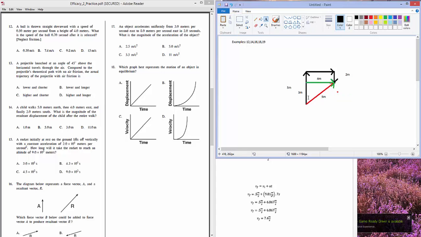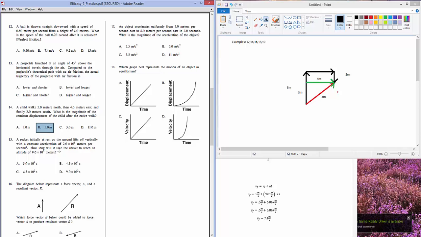And so for this case, since you end up with 3, 4, 5, your horizontal displacement should be 5. Is that a choice? Yep, there it is right there. 5 meters. Great. Okay, so we got 2 down. 3 more to go. Number 16.